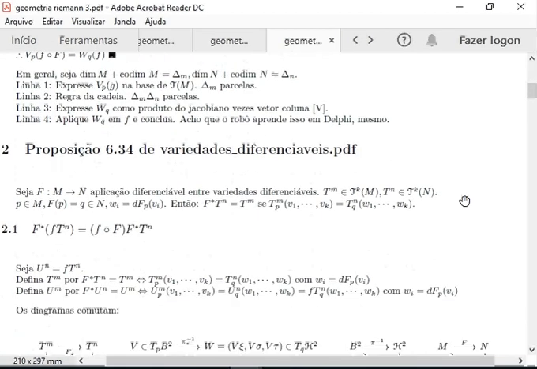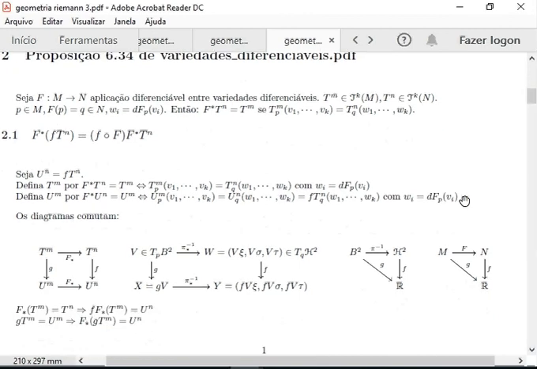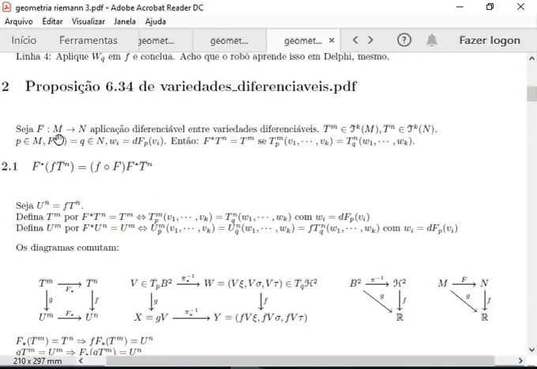Now let's prove. Definition: let F from M to N be a differentiable application between differentiable manifolds, T_M in T^k of M, T_N in T^k of N, P in M, F of P equals Q in N, W_i equals dF_P V_i. Therefore, the pullback of F at T_N equals T_M if T_P M applied to V1, ..., Vk is equal to T_Q N applied to W1, ..., Wk.